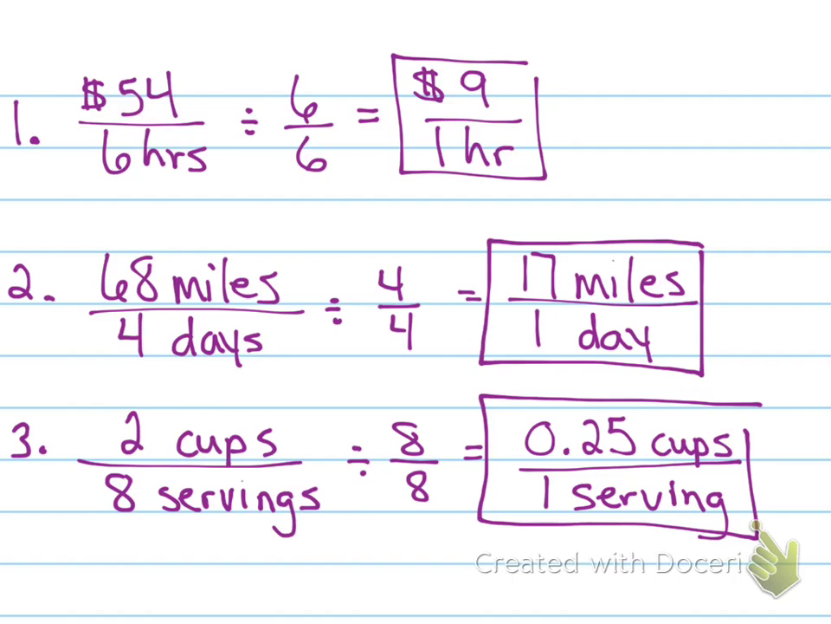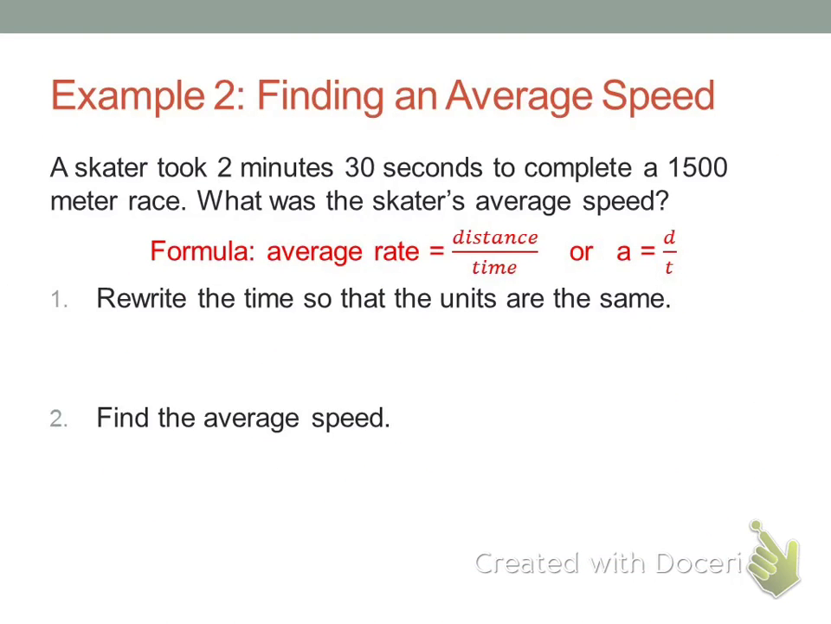Now, in example 2, there is a formula that you need to know, and that's A equals D over T, where A stands for what? A stands for average speed, or the rate. So A would be your speed, D would be your distance, and T would be your time. Here's the key, though, with time.